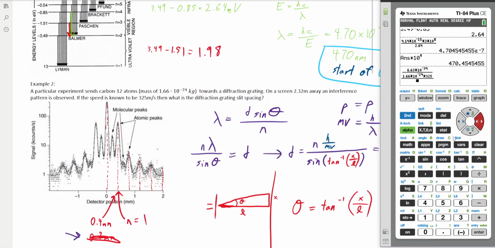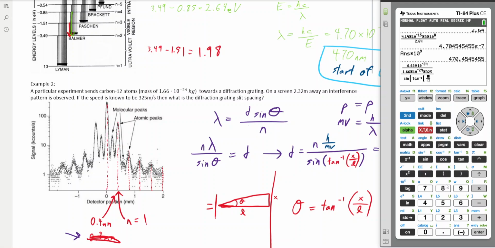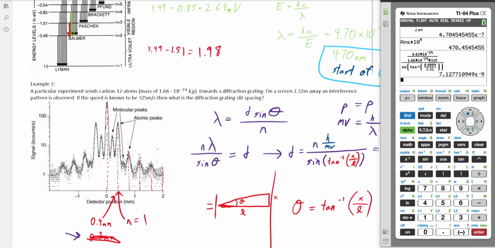And then, what do we have? And then it's over sine, and then tan^-1 of x, which is the spacing, which we measured to be 0.0004, over L, which is the distance to the screen, so 2.32, bracket, bracket, and we get our final answer of 7.12 blah, blah, blah. So let's write that down.